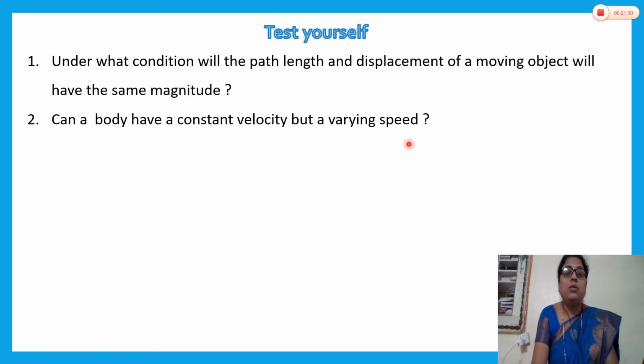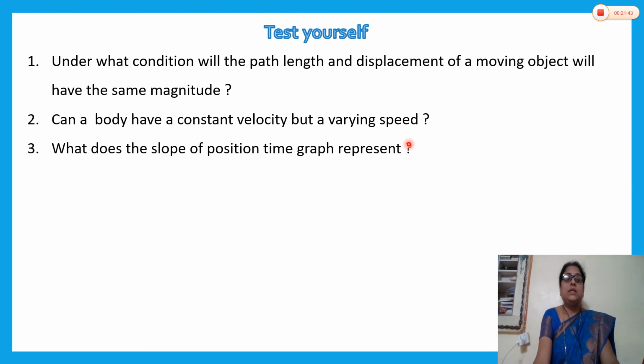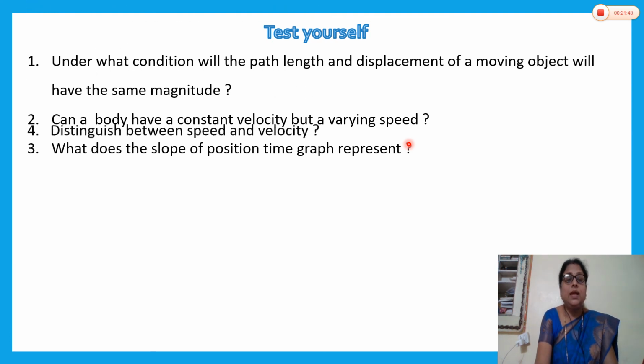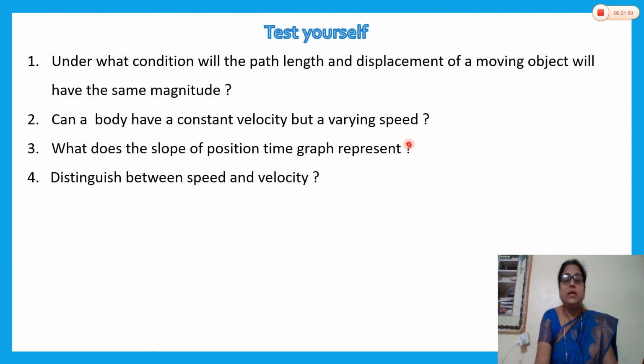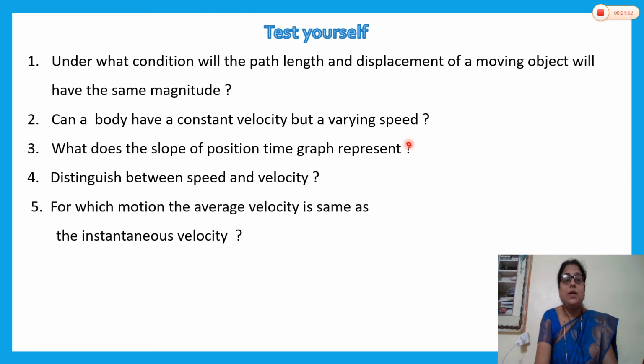Can a body have constant velocity but varying speed? Any object having constant velocity and variable speed, is it possible? You have to think about it. What does the slope of a position time graph represent? Then distinguish between speed and velocity, and for which motion the average velocity is the same as the instantaneous velocity. You can find the answers from the lecture.